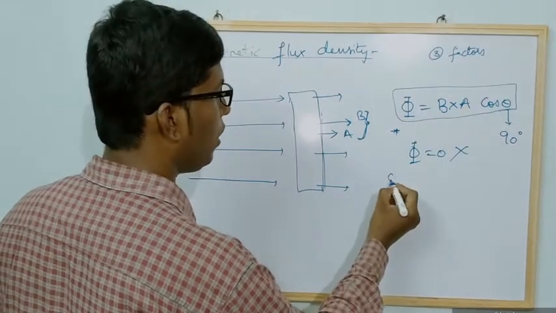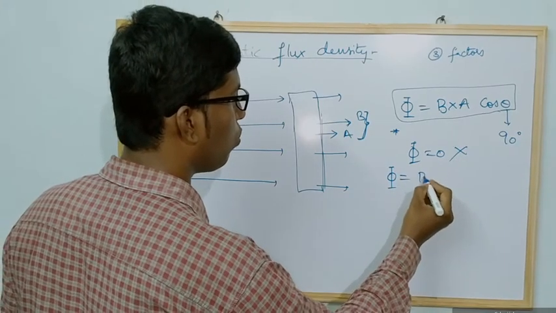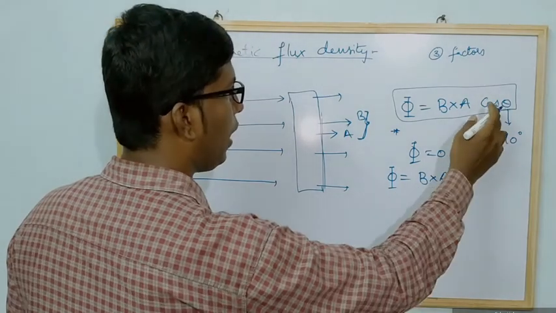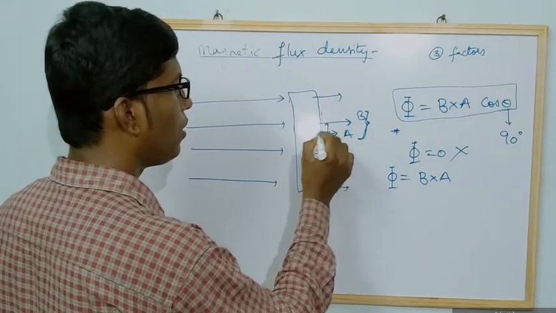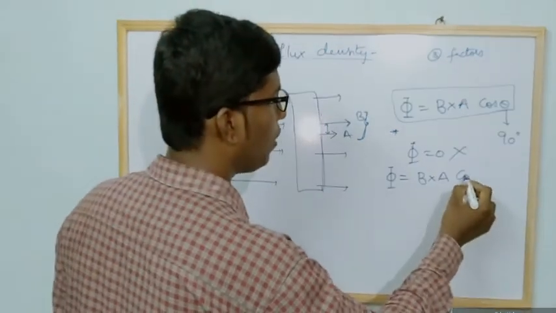Now observe here, in this case flux is equal to B into A and cos theta. These two are parallel, so the angle will be 0 degrees.